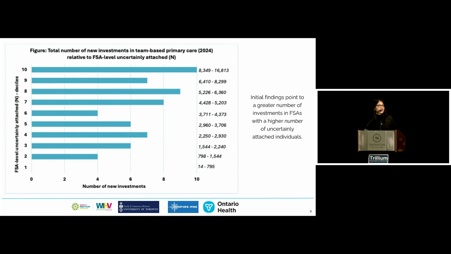We looked at unattached numbers in a slightly different way. We plotted the number of new investments relative to FSA level unattachment. So on the vertical axis, you have FSAs ordered into deciles based on the number of uncertainly attached individuals, and stacked against the number of new investments belonging to each decile. So moving from the bottom to the top, there's a general increase in the number of investments in FSAs with a higher number of uncertainly attached people.